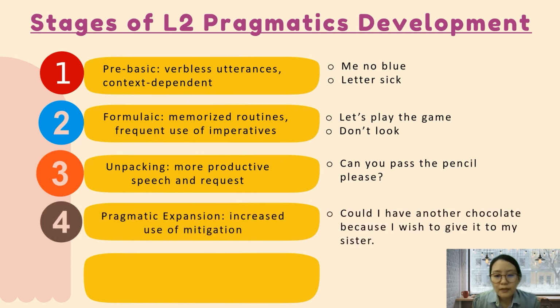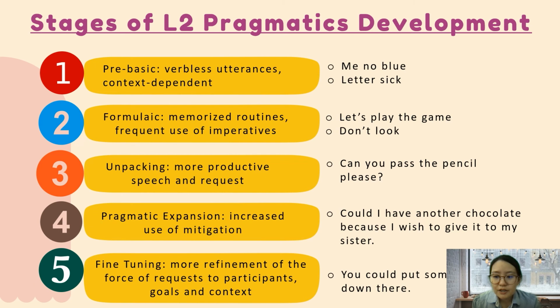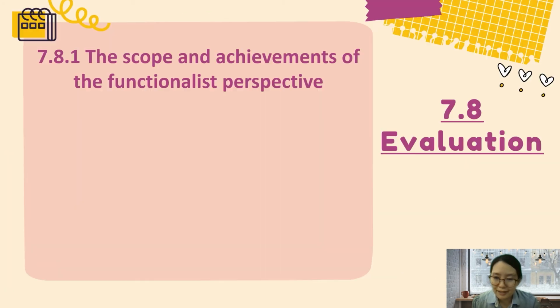And the fourth stage is pragmatic expansion. It involves increased use of mitigation and being more polite. For example, could I have another chocolate because I wish to give it to my sister? Last but not least, stage 5 is fine-tuning. It involves more refinement of requests depending on who you are talking to and the goals of the conversational context.